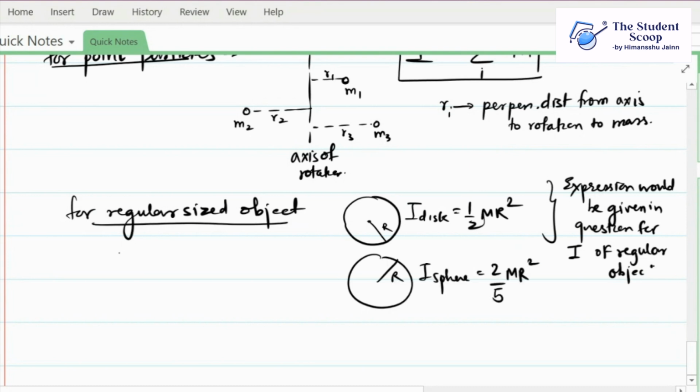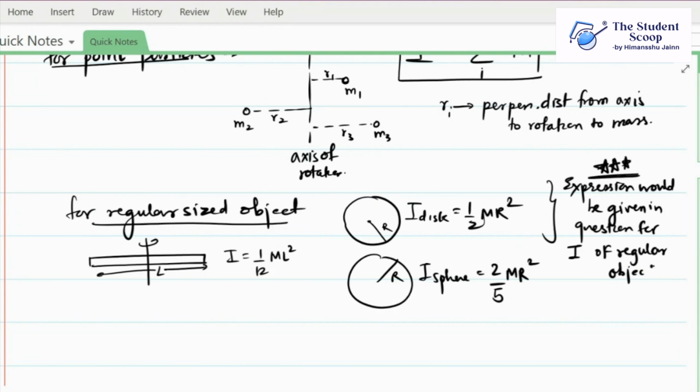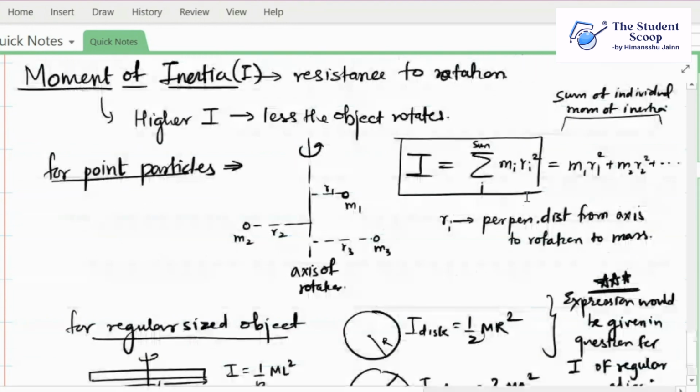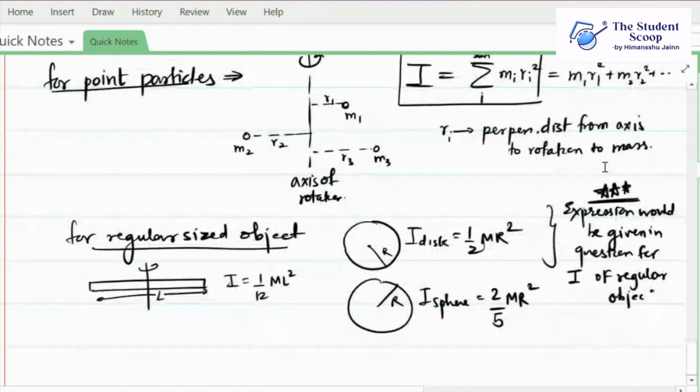Okay, but we need to know that for a regularly sized object, like a rod of length L with the axis of rotation at its center, the moment of inertia is 1 by 12 ml square. So the formula has a fraction. That fraction is different for different objects, and the expression will be given in most of the scenarios. So you probably don't need to remember. You just have to understand that if there is a point size object, how the moment of inertia is calculated; that is something you need to know. So for regular size objects, you don't have to worry.